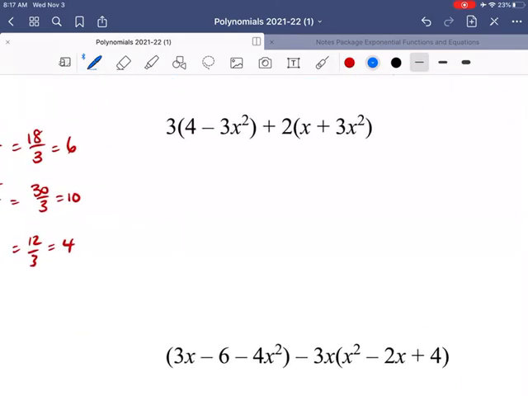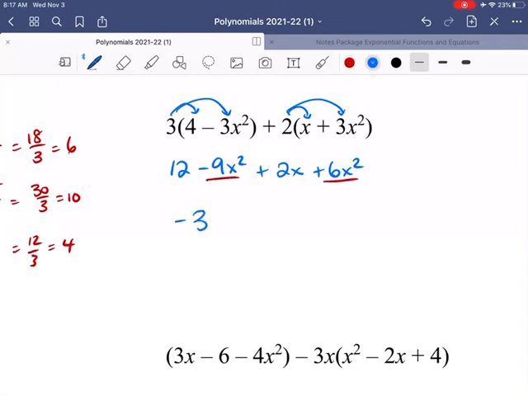Well, we have two sets here, same process. 3 multiplied by 4 is 12. 3 multiplied by negative 3x squared, well, 3 times 3 is 9, and 3 times negative 3 is negative 9x squared, plus 2x and 6x squared. We're not quite done because you can actually collect like terms, the stuff that we were doing yesterday. So negative 9 and positive 6x squared simplifies to negative 3x squared, and the 12 and the positive 2x, there's nothing else to combine with those things, so those just stay as they are.